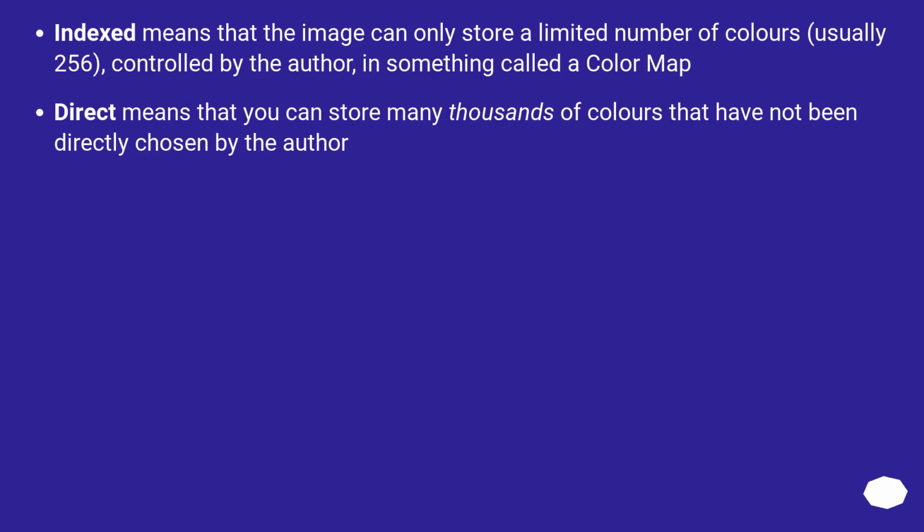Indexed means that the image can only store a limited number of colors, usually 256, controlled by the author, in something called a color map. Direct means that you can store many thousands of colors that have not been directly chosen by the author.